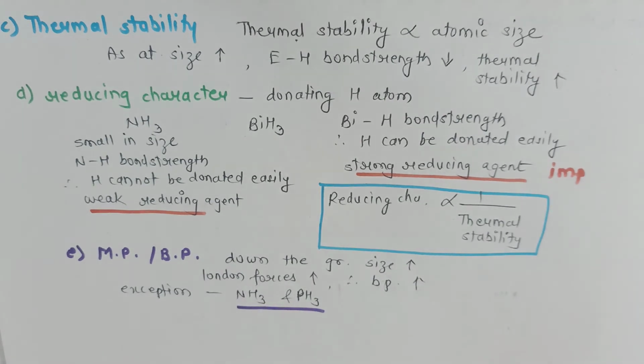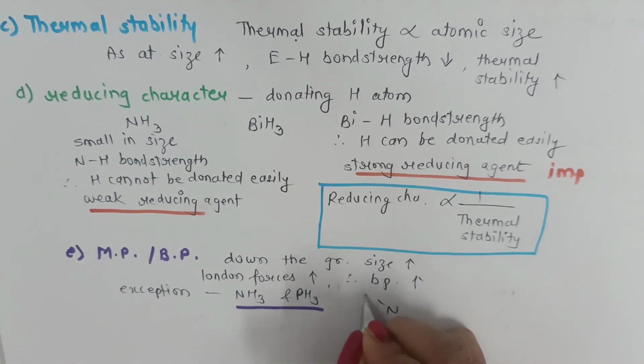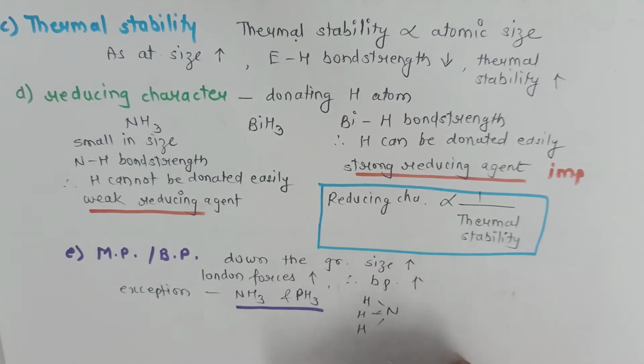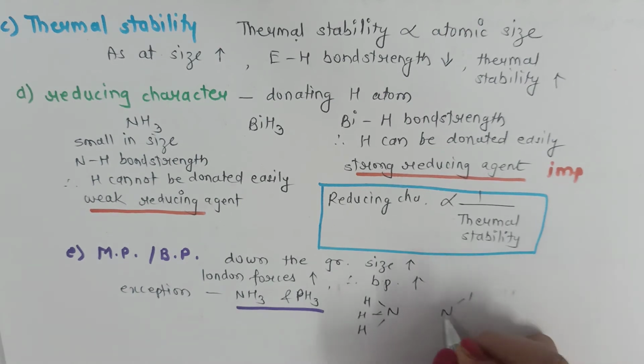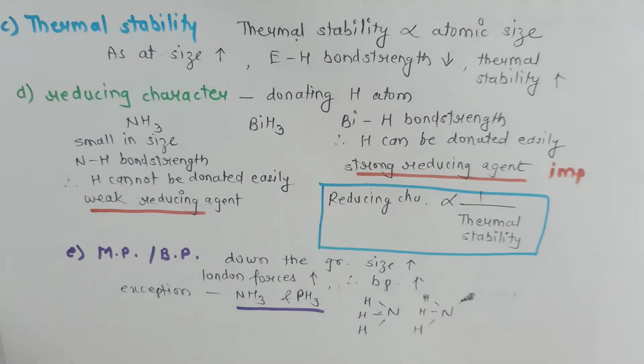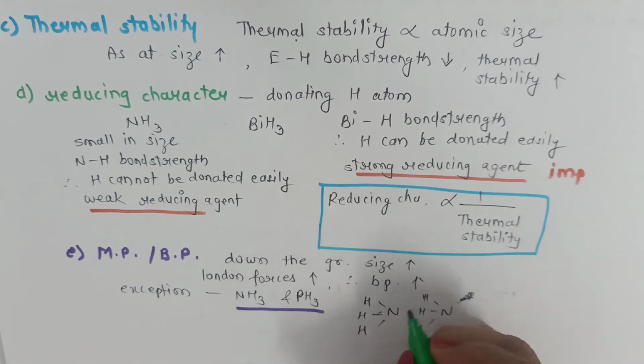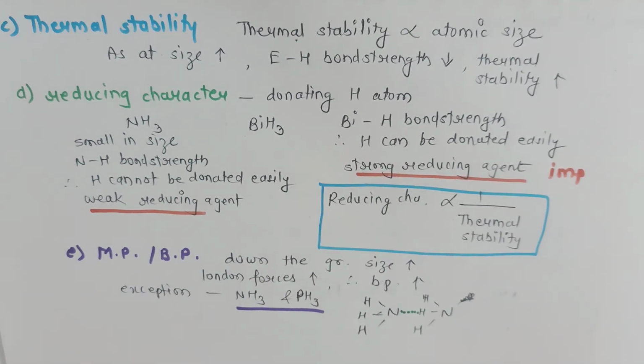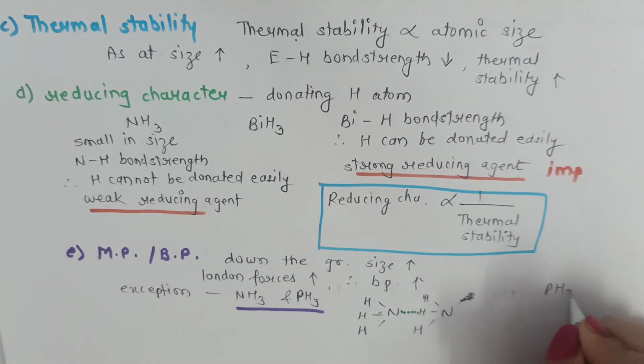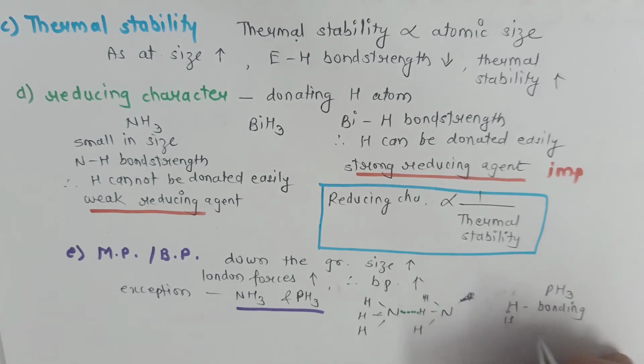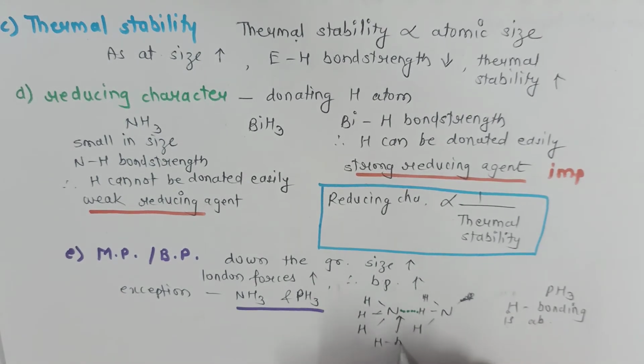Now, why is there an exception in this case? Nitrogen, we know, being the third most electronegative element, can form hydrogen bonding very easily. You can see here. And as the hydrogen bonding is there, obviously we know wherever hydrogen bonding is there, boiling point increases. Whereas in case of phosphine, there is no hydrogen bonding. In case of phosphine, hydrogen bonding is absent. Whereas in case of ammonia, the hydrogen bond is present.